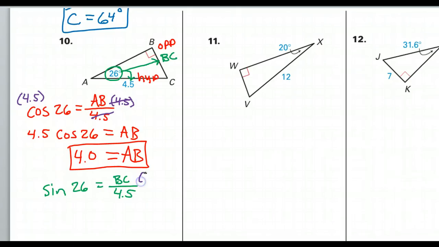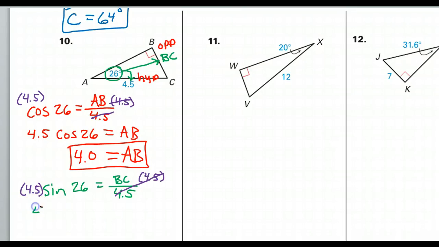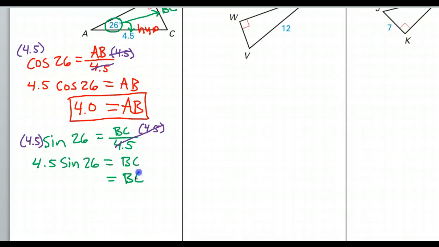Our next move is to multiply both sides by 4.5. That way these 4.5s will cancel each other out. And that leaves me with 4.5 sine 26 is equal to BC. And that's basically the answer. We just need to put it in the calculator. That would round up to 2.0. All right, that's the end of that problem.